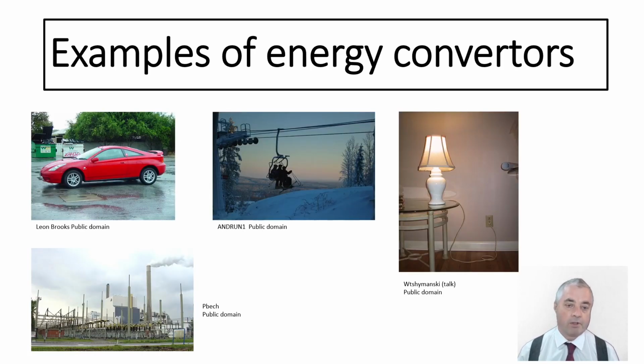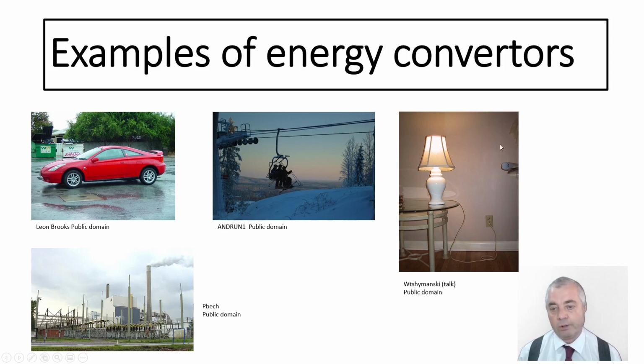So here are some examples of things that convert or transfer energy from one form to another. We've got a car. You put fuel in the fuel tank, and that goes to the engine, and the engine transfers the chemical energy in the fuel into kinetic energy to make the car go. This is a ski lift. If you're skiing, it takes you to the top of the mountain, so you don't have to walk up and then you can ski down. What it's doing is transferring electrical energy into gravitational potential energy because it's making you high up.